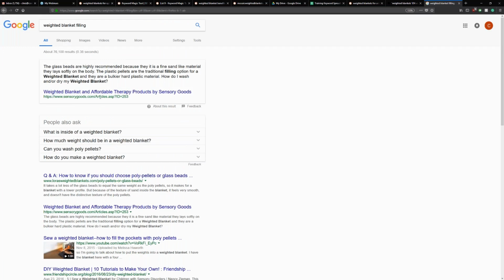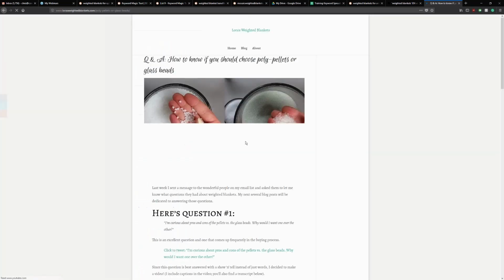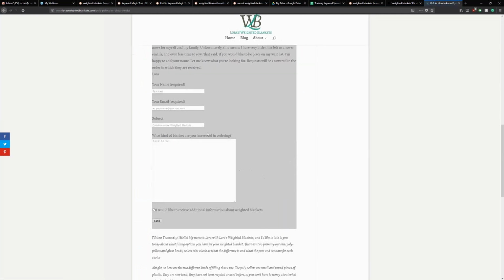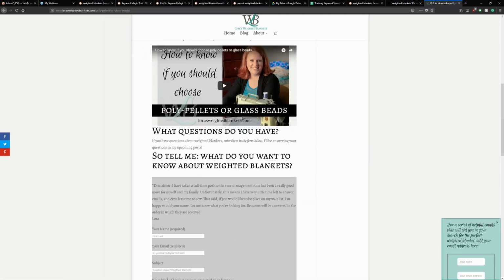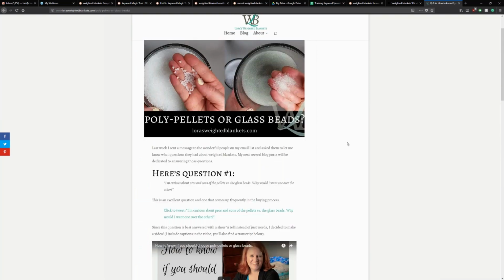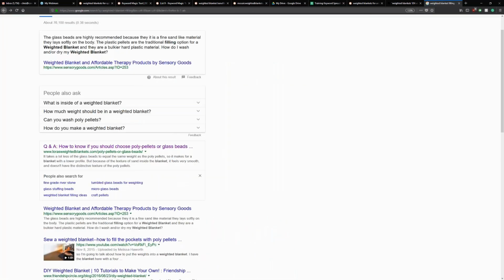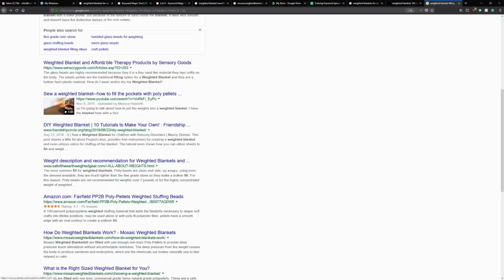And we can see, it looks like first answered, first search rating or search ranking right here. Seems to be very slow to load. And this is a comparison between, I guess, glass beads and poly pellets, the two things that people fill weighted blankets with. So this is just a comparison between the two of those. But it doesn't look like a particularly in-depth site.